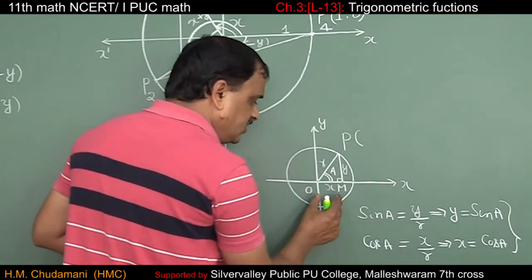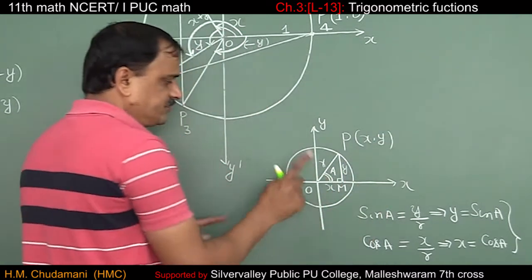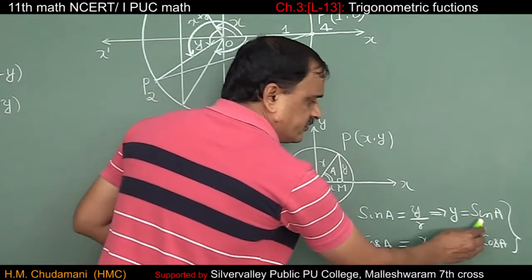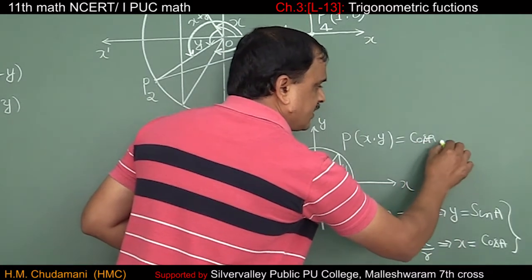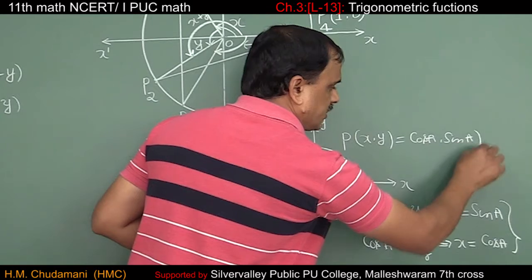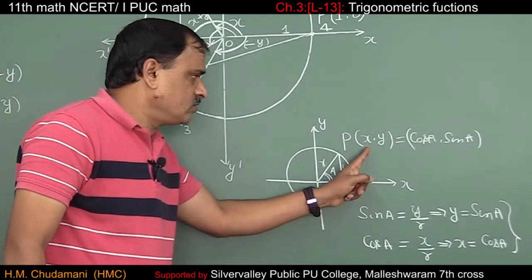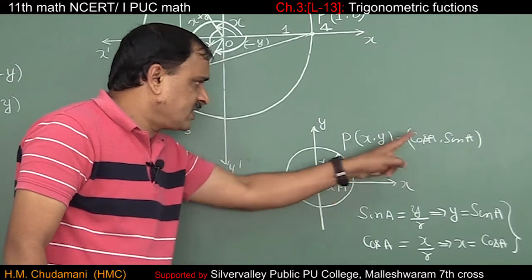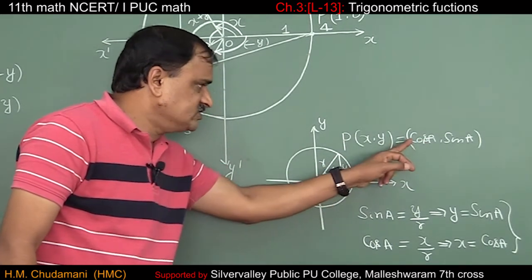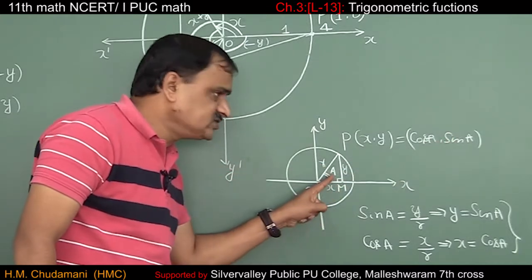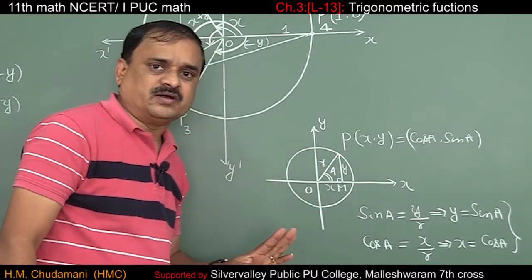Therefore, the point P is x comma y. If the angle is A, x is cos A comma sin A. This is how we write the coordinates of the point P. So Cartesian coordinates in terms of r and theta is the polar form. So x comma y means cos A comma sin A. Suppose the angle is theta, then cos theta comma sin theta.